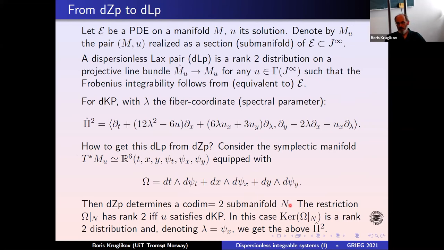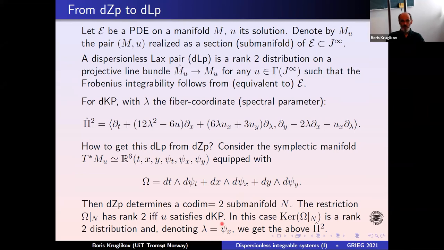So omega restricted to N has always rank four or two, it cannot have rank less than two, but you expect generically rank four, which means non-degenerate restriction, and that's true. Now, you can ask when the rank drops to two. Such submanifolds N are called coisotropic. The statement, a computation, is that this happens if and only if u satisfies DKP.